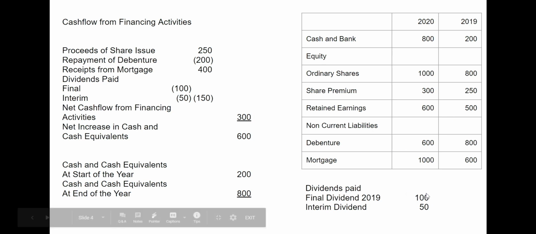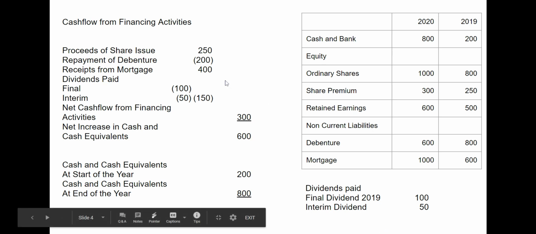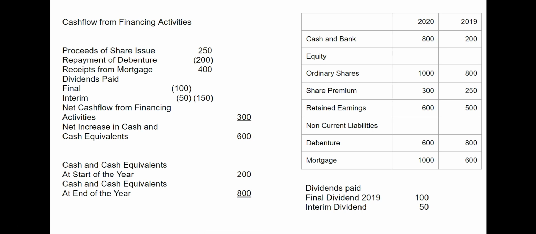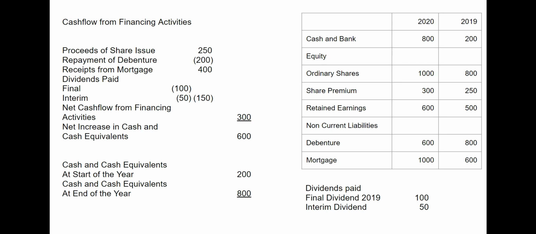Okay, and then we've got the two dividends. Notice it's a final dividend linked to 2019. Final dividends are paid after the year end, so they won't appear in the current year's cash flow statement. They will always appear in the following year's cash flow statement. And for us, the final dividend for 2019 was 100. So that will be a cash outflow because that money has gone to the shareholders, obviously. And we've got the interim dividend that was paid. So the total cash outflow linked to the dividends is 150.